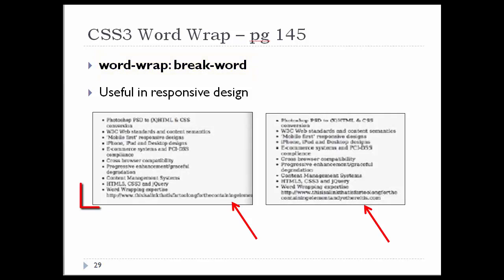So if you notice on the left-hand side, at the bottom the last bullet item has an extremely long URL, which will stretch out the width. And on the right-hand side, we see that the URL is now wrapped. It will still work properly.